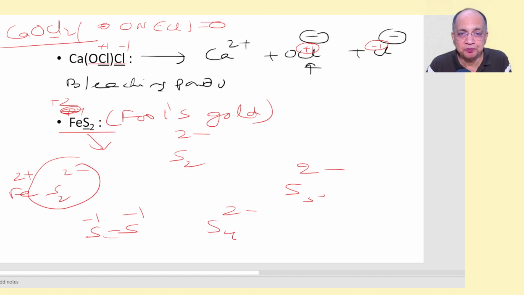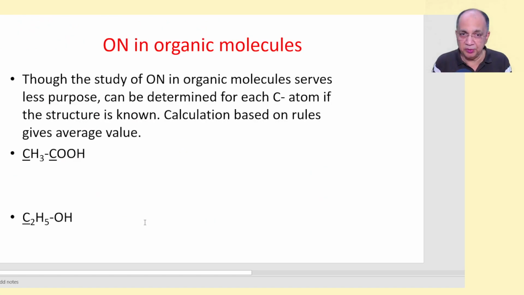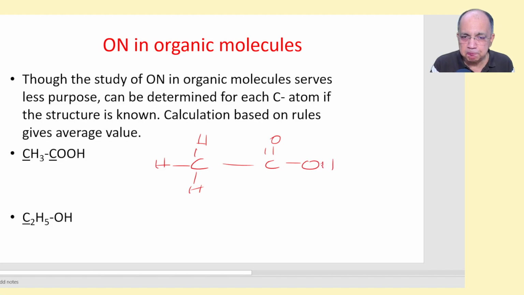Iron pyrite. Now, to close the session today, we have 10, 15, 30 minutes, more than that. So even in organic compounds, you can find oxidation number, which is of very, very little importance in organic reactions. So you can draw the structure, say acetic acid. If you are asked to find out the oxidation number of carbon, this carbon and this carbon, then carbon is more electronegative.